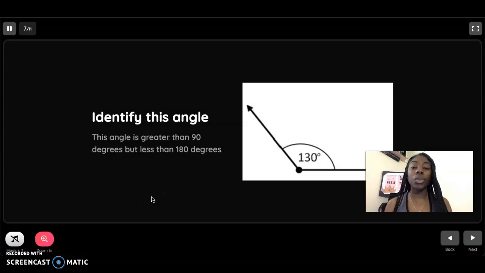And then lastly, we're going to identify this last angle. The angle is greater than 90 degrees, but less than 180 degrees. And when we look at our angle example here, it says 130 degrees. That can't be a right angle or an acute angle. Therefore, this one has to be an obtuse angle.